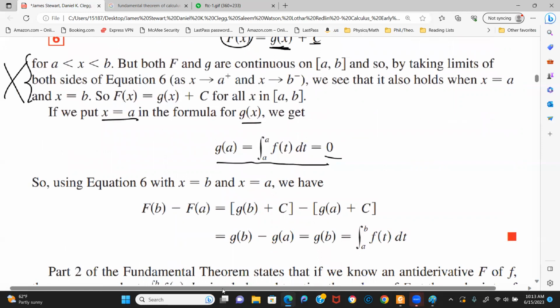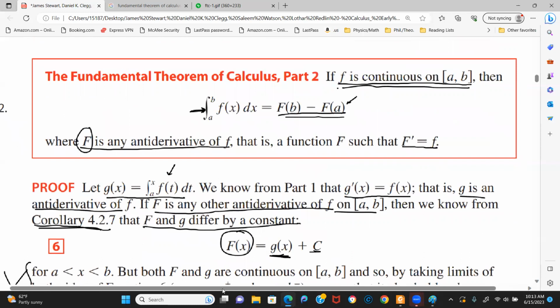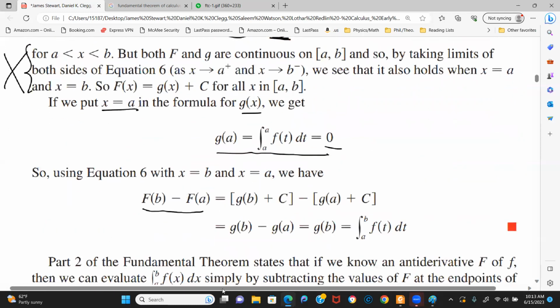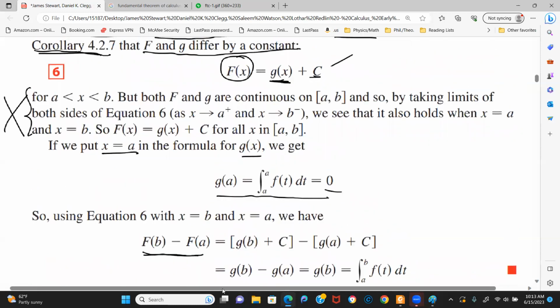It's pretty simple. What's the conclusion, remember? The conclusion is that if you want to compute this integral of f of x from a to b, it's just this difference right here. So let's compute this difference and see if we get this. What we have is that F of b minus F of a is g of b plus c, because that's what F of x is. It's g of x plus c. So it's g of b plus c, and then minus g of a plus c.